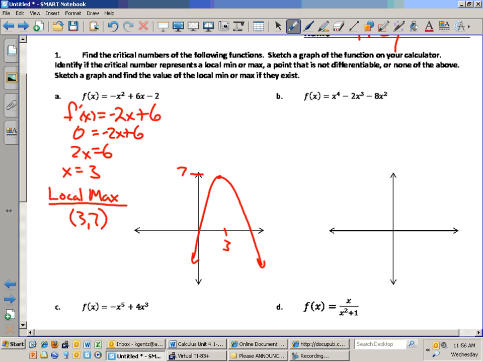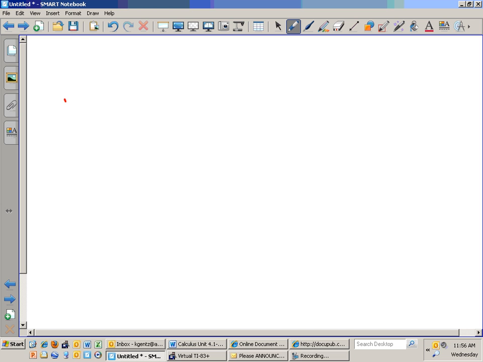Do you guys remember how to find the vertex of a parabola? Isn't that what we just did there? Do you remember how to find the vertex of a parabola? You do negative b divided by 2a, right? Watch this just for a second. If you have y equals ax squared plus bx plus c, what's the derivative of ax squared?